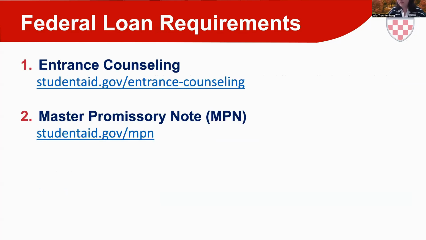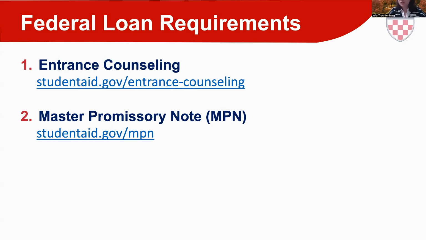If you're a first-time student loan borrower, there are two requirements that you have to complete before you're able to receive your student loan. The first is going to be entrance counseling, which is an online module that goes through the terms of the loan, the repayment plans, everything that you need to know about federal student loans. The second requirement is the Master Promissory Note, or MPN, and this is the agreement to borrow the money and to pay it back that you sign with the federal government. So both of those requirements can be found on studentaid.gov, which is going to be the same website where you did your FAFSA, and you can access lots of information about federal student loans.